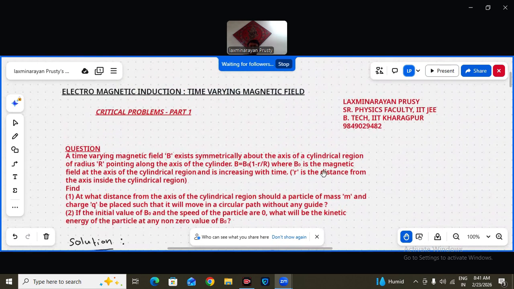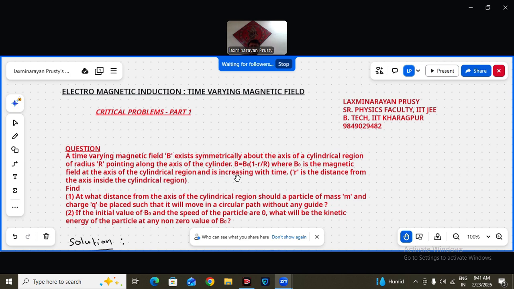And B is given by this: B is equal to B naught times (1 minus small r by capital R), where B naught is the magnetic field at the axis of the cylindrical region. Of course, if small r is 0, then B is equal to B naught. So the magnetic field at the axis is B naught. So that's what I have written here.